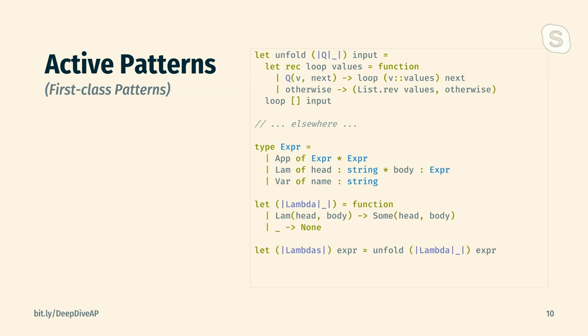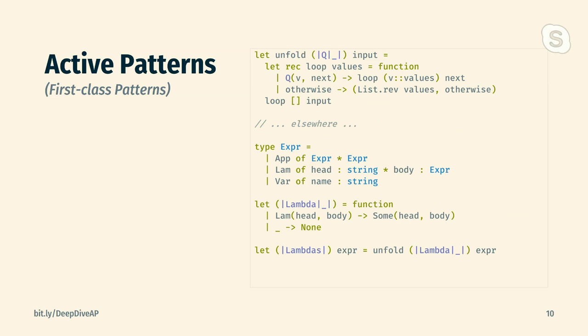You can see elsewhere where we might use it, I define a very trivial and simple discriminated union, which encodes basically the lambda calculus. This is application, variables, and lambdas. And then we define a partial active pattern, which extracts some information from part of our expression, basically identifying: is this expression a lambda? If so, get the head and the body.